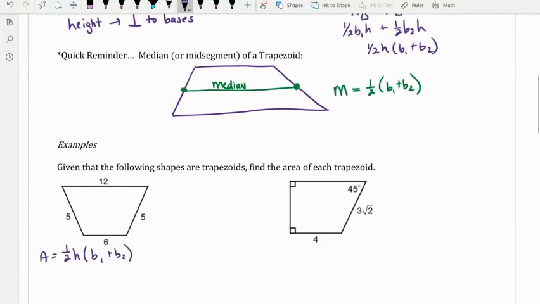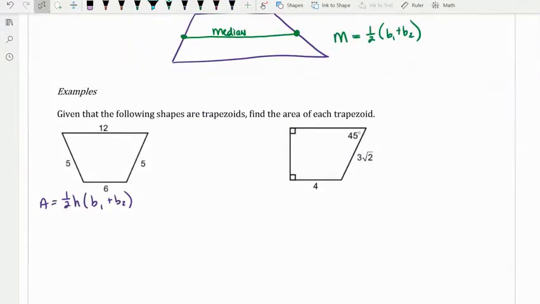Okay, so on this trapezoid, if I'm looking at the bases, the ones that are parallel to each other, that would be the 6 and the 12, right? So we've got 1/2, I don't know my height yet, times base 1 is 6, plus base 2 is 12. Okay, to find the height, we're going to draw in a perpendicular here from the base, or to the two bases. And it would be, in this case, because our two legs are both 5 over here, that means it's an isosceles trapezoid.